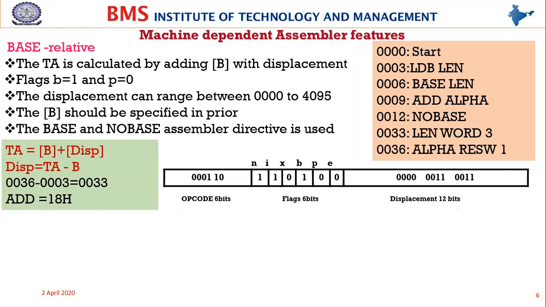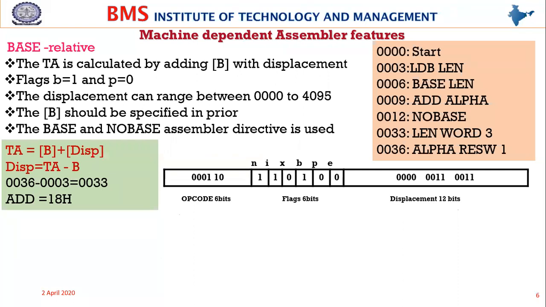So our code is written 1 followed by N and I flags, which are 1 and 1. X is 0 because no indexing is used, but we can use indexing with a base register. We shall see that also. P is 0 now because it's not PC relative, and E is 0 because it's a format 3 instruction. And the displacement is 033, mentioned as 4 zeros followed by 0011 and again a 0011. We shall group the bits now.